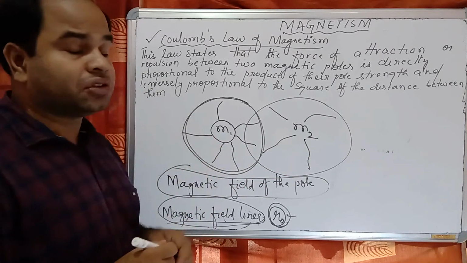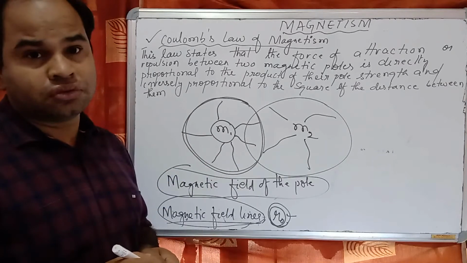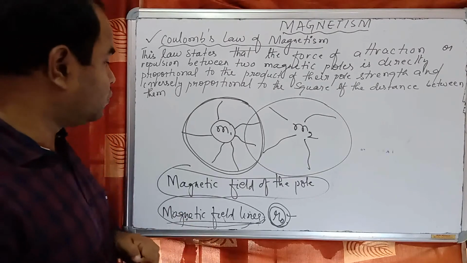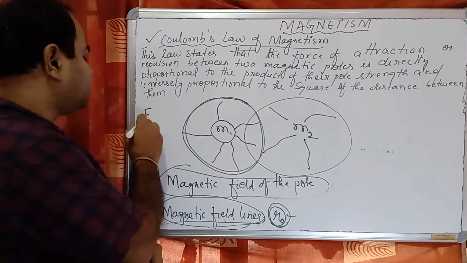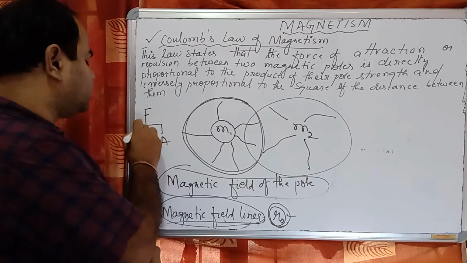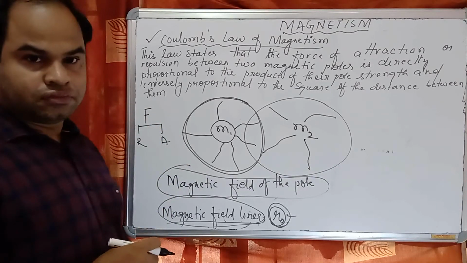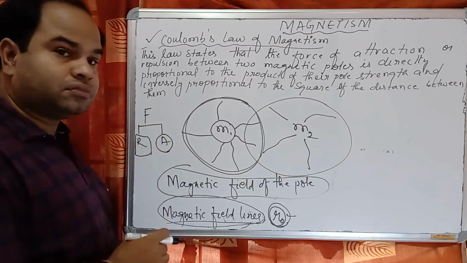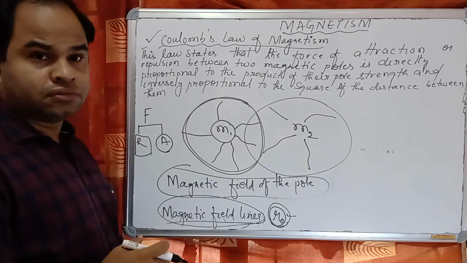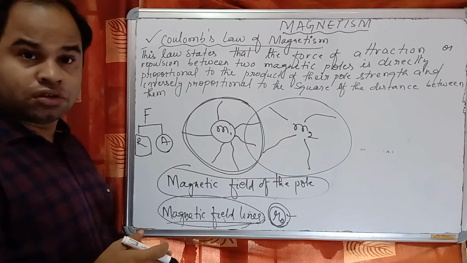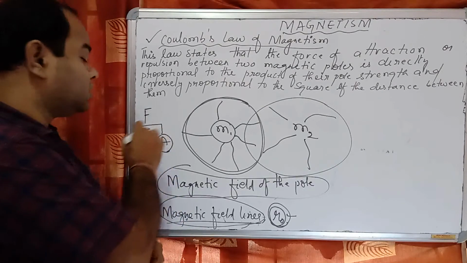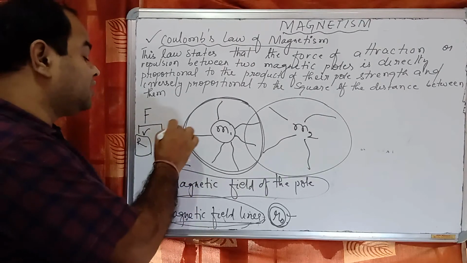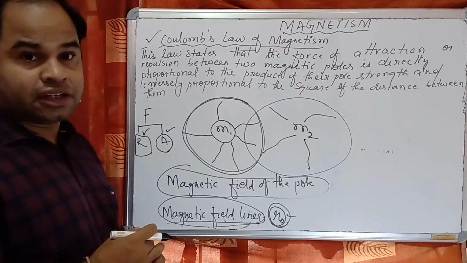This interaction produces a force that is called interactional force. This force can be attractive or repulsive in nature. If the poles are the same, that is north north or south south, they will repel each other. If they are unlike poles, that is north south, they will attract each other.